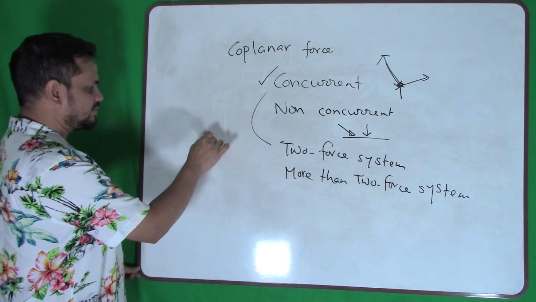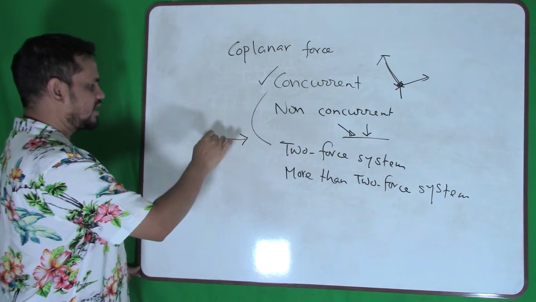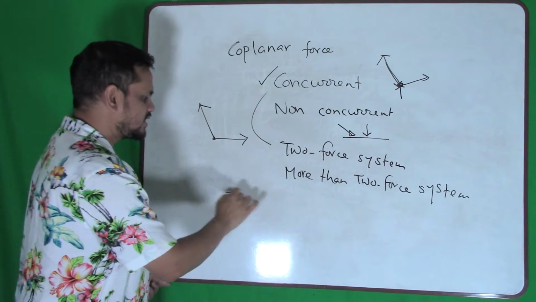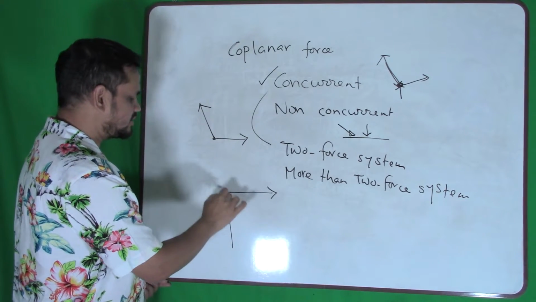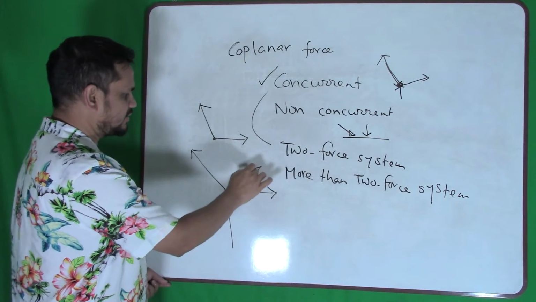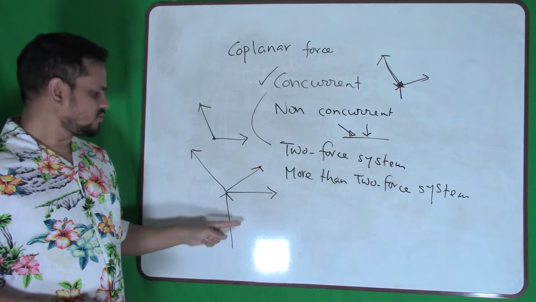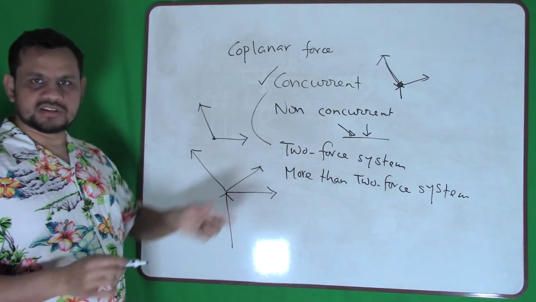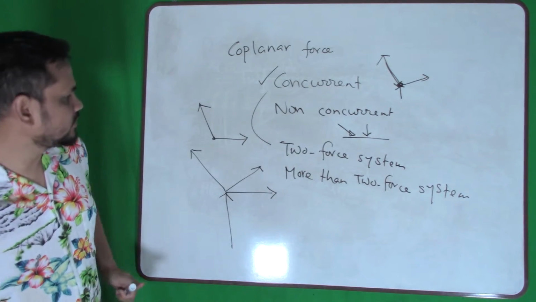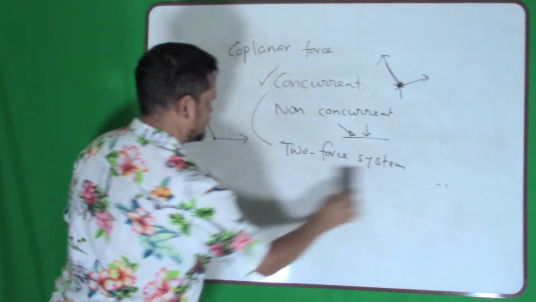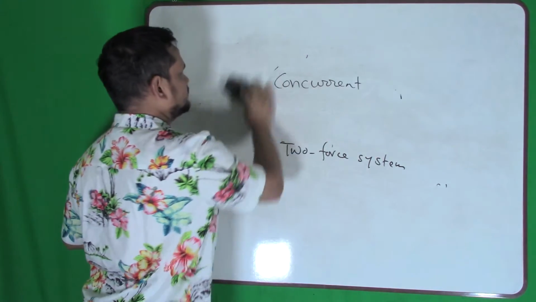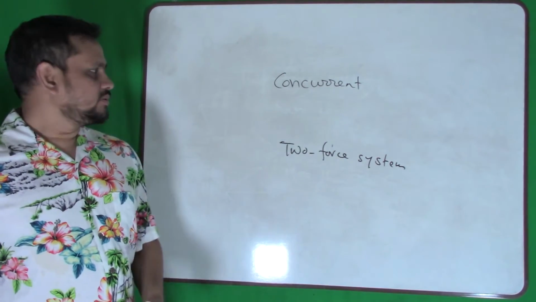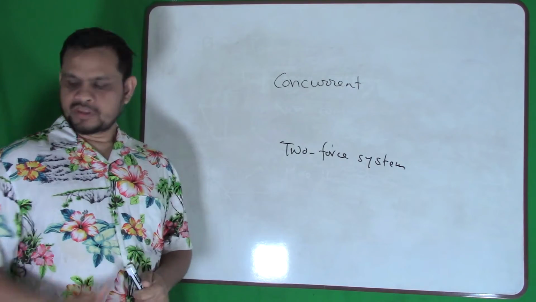Two force system, what is that? That means this is a point, one force is acting here, and another force is acting here. That is a two force system. For more than two forces, one force is here, another is going this way, another is coming here, and another force is here. This is more than two: 1, 2, 3, 4. So this time we will target the concurrent two force system.